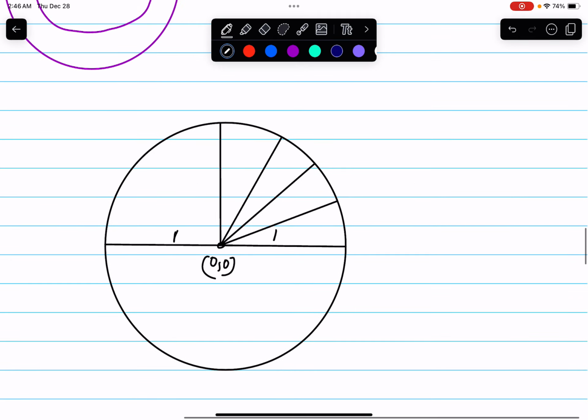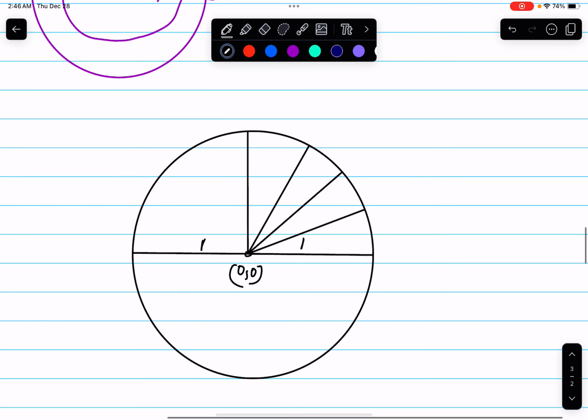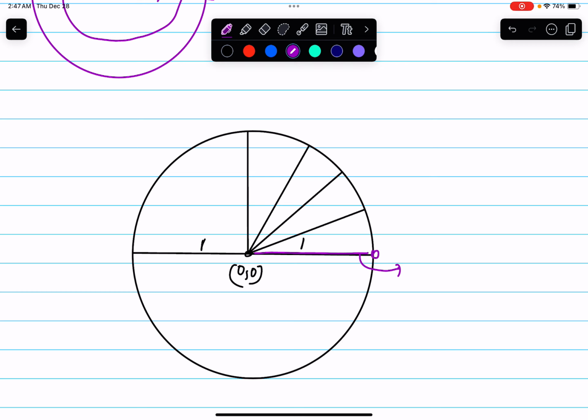So there are some important angles. The first line is at 0 degrees, right? When you're at 0 degrees, on the circle, x is equal to 1 and y is equal to 0, okay? When you get to 90 degrees, x is equal to 0 and y is equal to 1. When you go to 180 degrees, x is negative 1, y is 0. And then when you go to 270 degrees, x is 0 and y is negative 1.